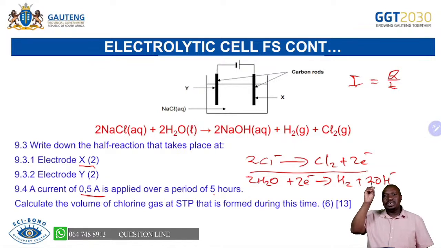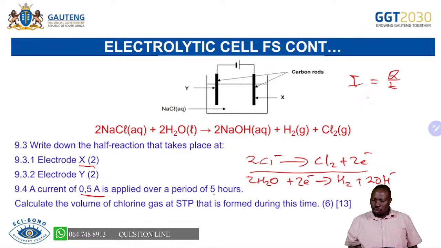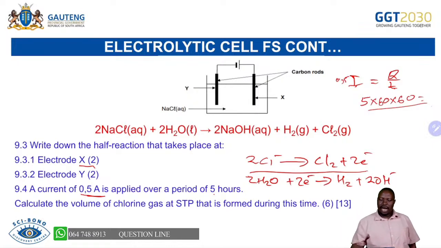Remember, our time has to be in seconds. To convert, remember for 5 hours, how many minutes in an hour? 60. How many seconds in a minute? 60. So you'll say 5 times 60 times 60, and that will give you our time, which will be multiplied by 0.5, our current. So that's what we are expecting.